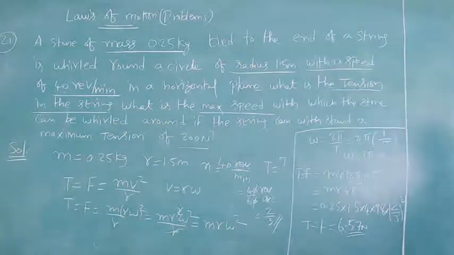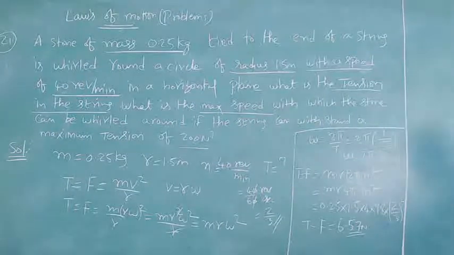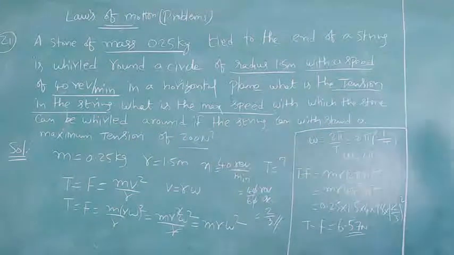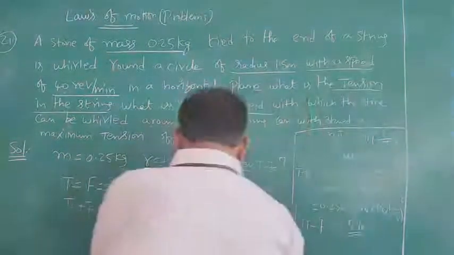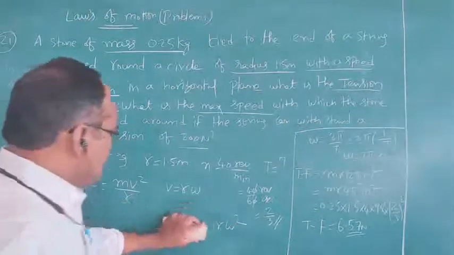Now here we have to calculate the maximum speed. So when the tension is 200 newtons, how to do this one? Here I am writing.